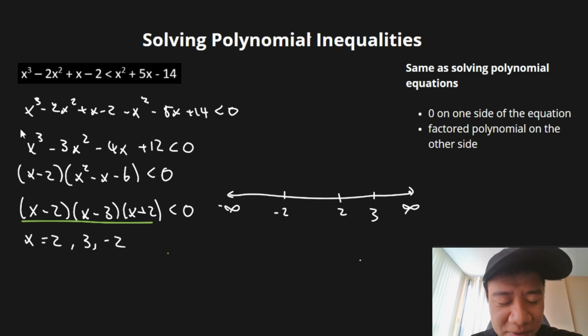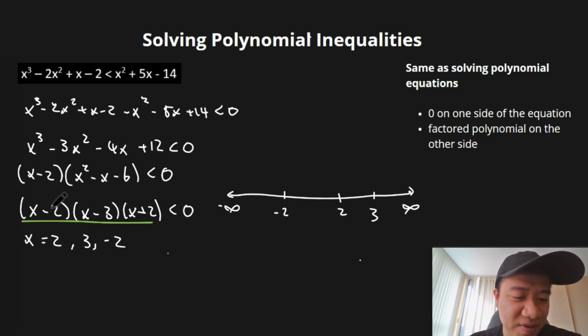Okay, so the reason why we're doing this is we're going to substitute a number between negative infinity and negative 2. So any number will work. Negative 3, negative 4, and we're going to substitute it into our polynomial here. And we're not going to care about what the actual number is. All we care about is whether or not the outcome is positive or negative.